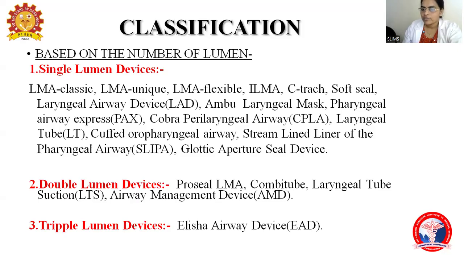Whereas the double lumen devices are the ProSeal LMA, Combitube, laryngeal tube suction, and airway management device. The pure laryngeal tube comes under single lumen devices. And the triple lumen device is the Elisha airway device.